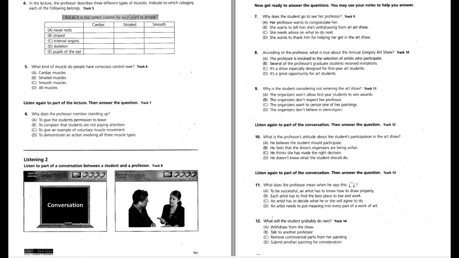Listen again to part of the conversation, then answer the question. Well, I can see your point, but, well, they still want you to show your other 3 paintings, right? And those paintings say something about stereotypes, too, don't they? Well, yes, but still, it's censorship. So you think it's, well, okay to participate anyway? I can't tell you what to do, Maria. Number 10. What is the professor's attitude about the students' participation in the art show?